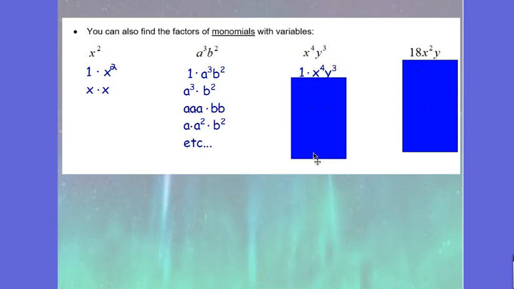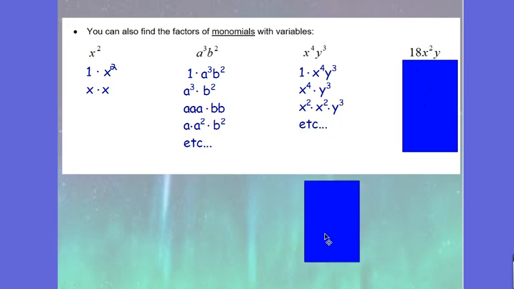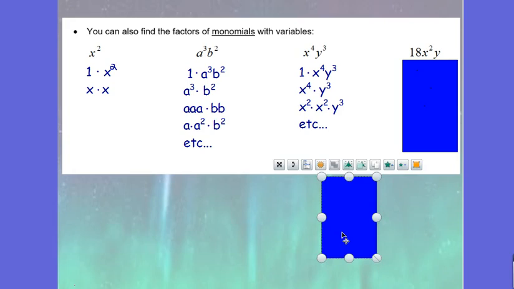I'm sure the first factor would be 1 times x to the 4th y cubed. The next pair of factors, x to the 4th y cubed, and then I chose to break apart x to the 4th, x squared times y cubed. Of course, there are other options. You could also break apart y cubed to be y times y squared.